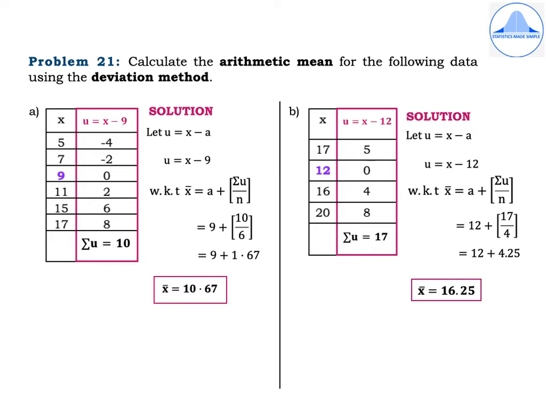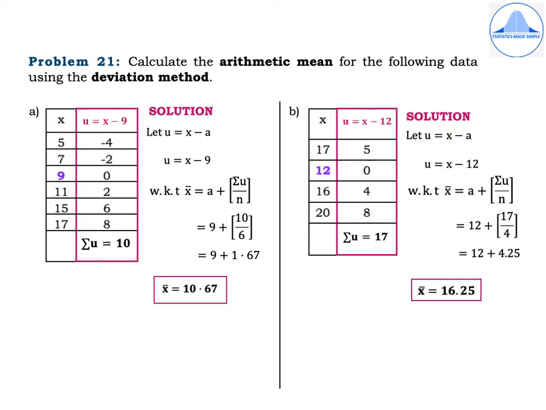Now write down the formula of the arithmetic mean for the deviation method for raw data, that is x bar is equal to a plus summation u divided by n, which is equal to, do the substitutions and calculations carefully, 9 plus 10 divided by 6. And when you compute 10 divided by 6, take two places after the decimal after rounding off. So you'll get the next step as 9 plus 1.67. So the final answer of the arithmetic mean is x bar equal to 10.67.